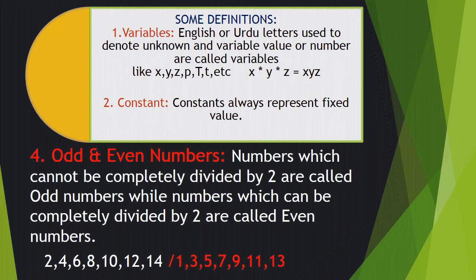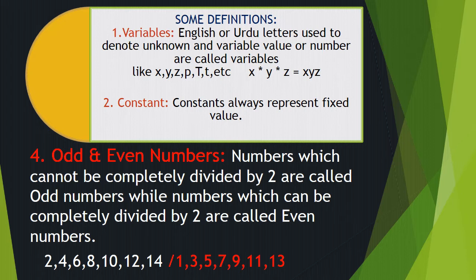Contrarily, 1, 3, 5, 7, 9, 11, 13, they are also in the gap of 1 and they cannot be divided by 2. They cannot be completely divided by 2. So 1, 3, 5, 7, 9, 11, 13 and so on and so forth, these are odd numbers.